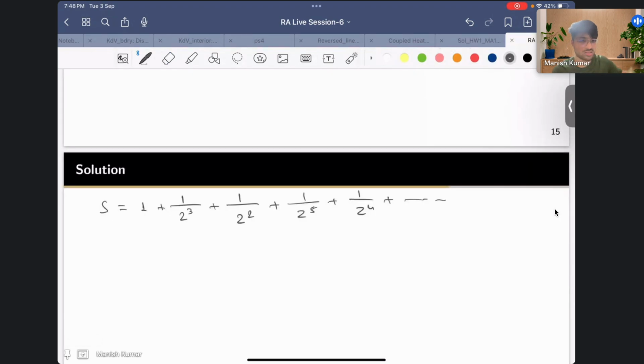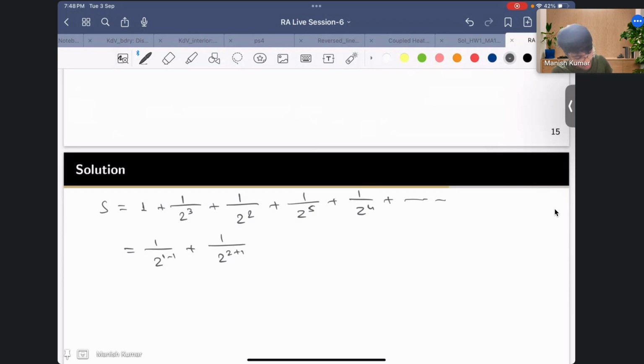Without rearranging it, we'll try to look for a pattern. How can we write the nth term of this series? We are not allowed to rearrange the terms. Then you see, I'll write again. This is 1 by 2 raised to the power 0. This is the first term, so I can write this as 1 minus 1 maybe. This is the second term, so this is 2 plus 1.